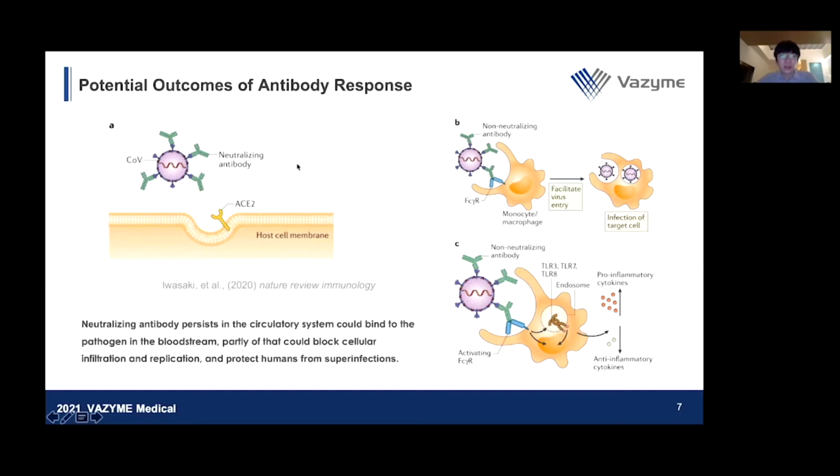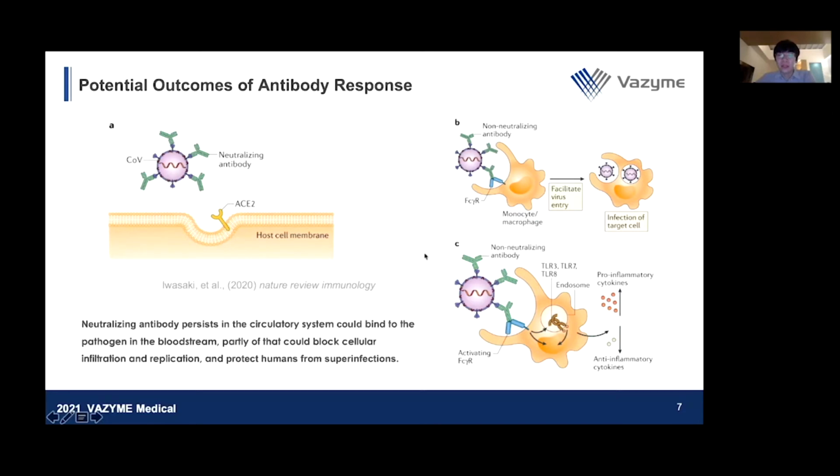Based on the currently published papers, the neutralizing antibody against SARS-CoV-2 binds with the RBD protein. After the neutralizing antibody binds with the RBD, the SARS-CoV-2 virus cannot bind with ACE2 anymore, so the virus cannot get into the human cell anymore. So we can block the virus infection at the very beginning.